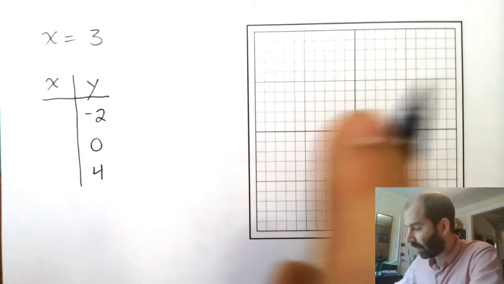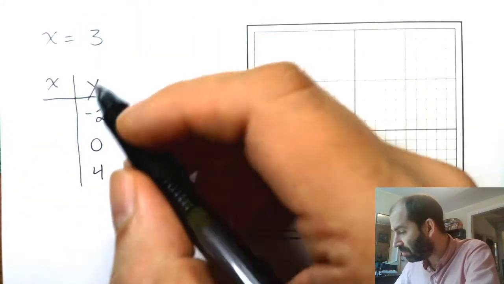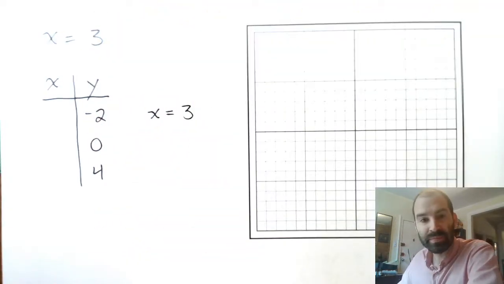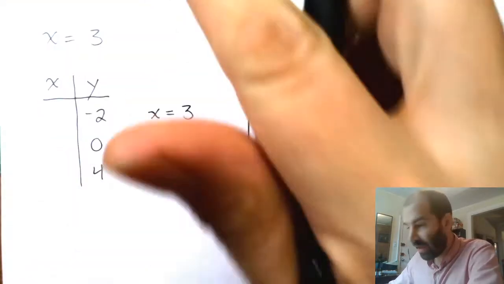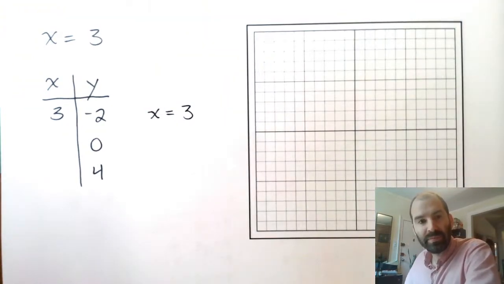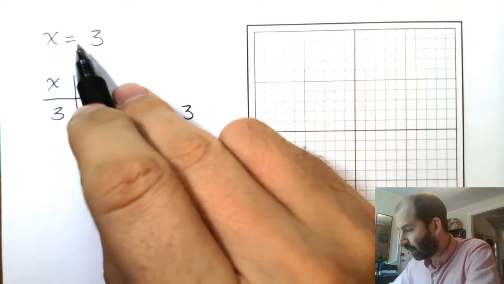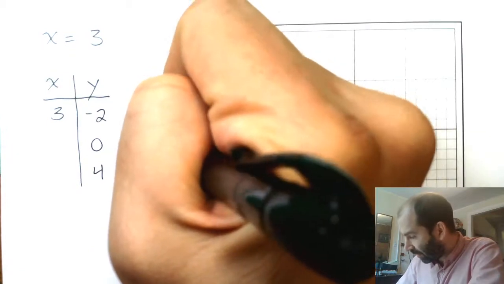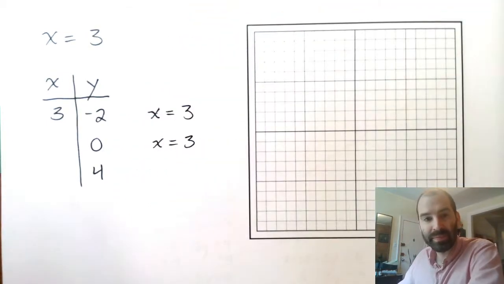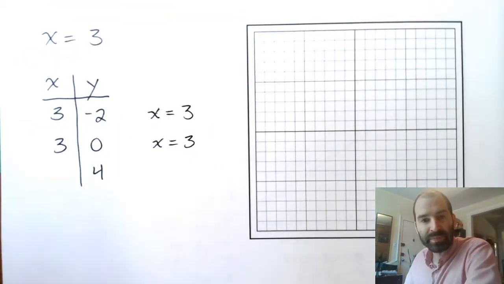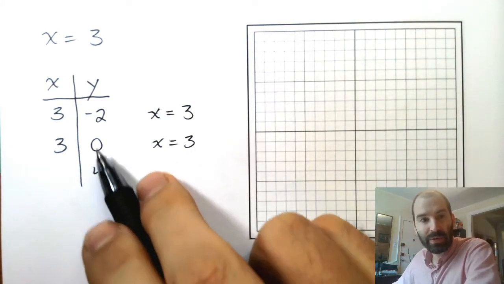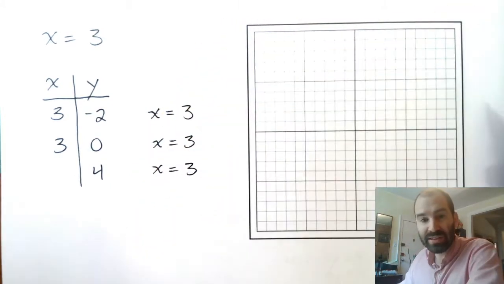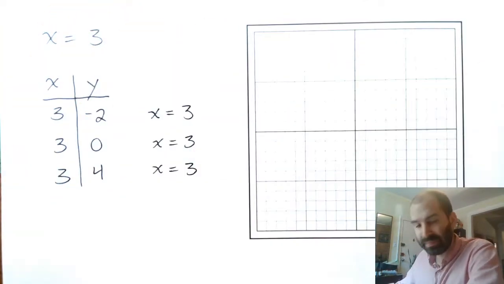Everywhere I see a y, well, I don't see a y, so nowhere to plug it in. So I'll just write down what I've got. x equals 3. Well, that's my x. Same thing for the 0. Everywhere I see a y, I'm going to put a 0. There are no y's, so it doesn't matter. I'm just going to write down what I can see up there. x equals 3. Same thing for this one. Everywhere I see a y, I'm going to put a 4. There are no y's, so it just stays x equals 3. I get 3.